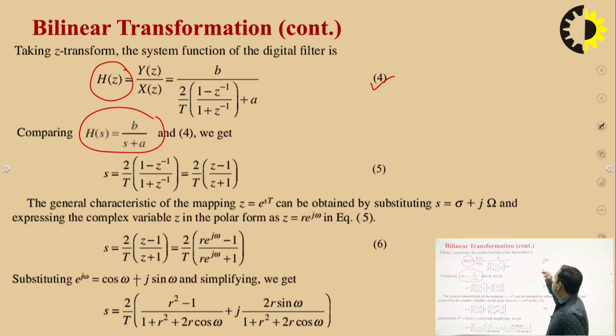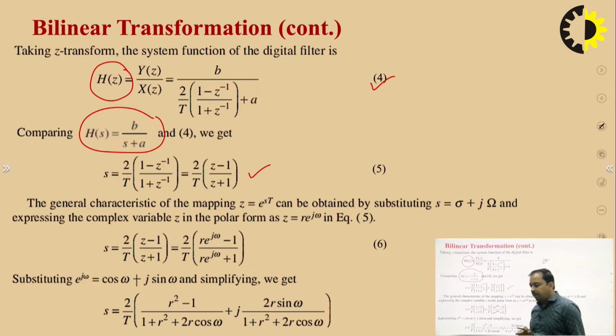By observing both equation number 4 and equation number 1, we can say that the corresponding S plane is mapped as per this factor, which is s = (2/T)(1 - z^-1)/(1 + z^-1). If we simplify this further, it can also be written as (2/T)(z - 1)/(z + 1). So the z plane can be mapped into the S plane, or its reverse, the S plane can be mapped into the z plane, with the help of this mapping factor.